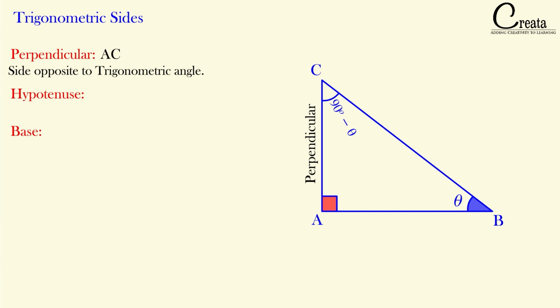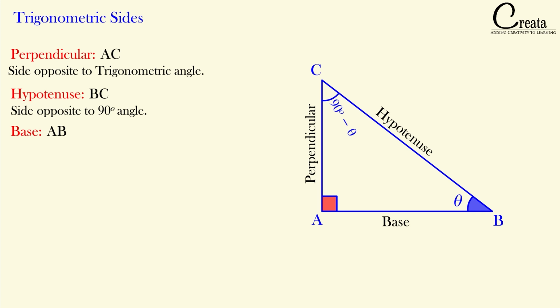Let's move to second side, that is the hypotenuse. Hypotenuse is the side which is opposite to 90 degree angle. Here angle A is 90 degree angle, so our side BC will be the hypotenuse for this triangle. Got it? The side opposite to 90 degree angle is the hypotenuse and the side opposite to angle theta, that is trigonometric angle, is the perpendicular. The third remaining side is called the base.